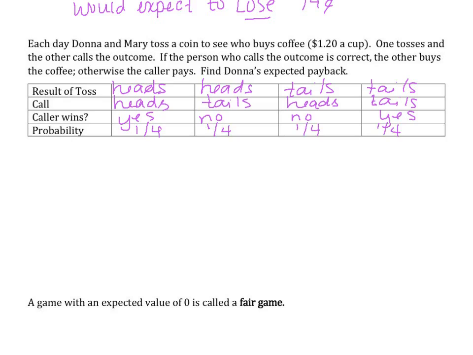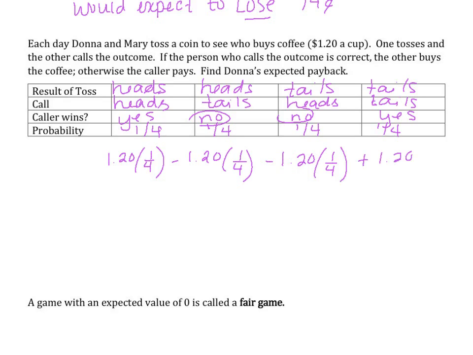Okay? So if I win, Mary would have to buy coffee for $1.20 a cup. So my first option here, we would have $1.20 times 1/4. In our second one, we would have to subtract $1.20 because we didn't win. So subtract $1.20 times 1/4. Again, we're not winning in our third option, so subtract $1.20 times 1/4. And then finally, we win in the last one.